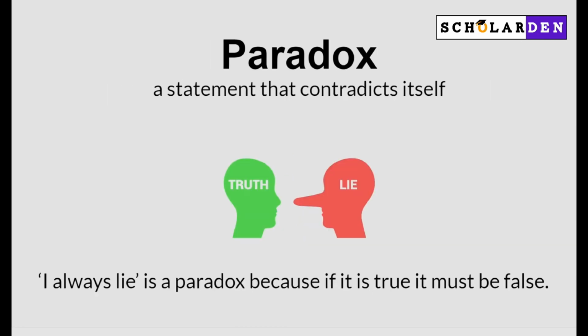Paradox. This is a statement that contradicts itself, or it could just be appears to contradict itself. For example, I always lie is a paradox because if it's true, it must be false. Or, it seems like a paradox that the slower you do something, the more you get done.